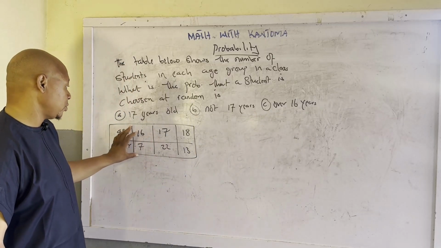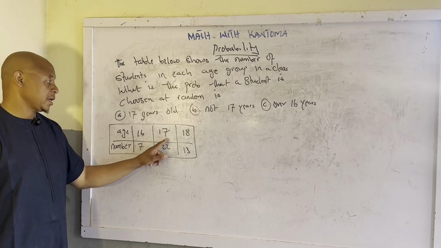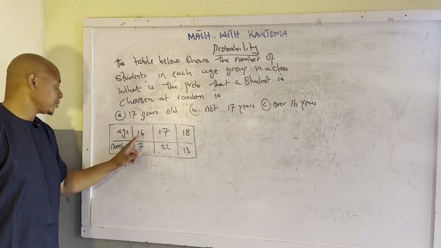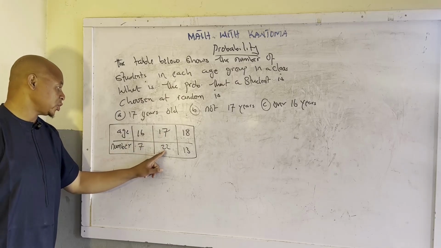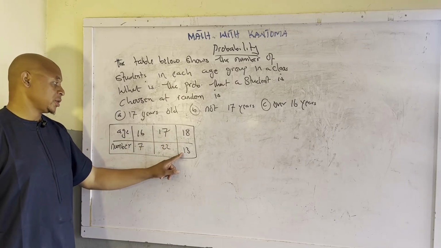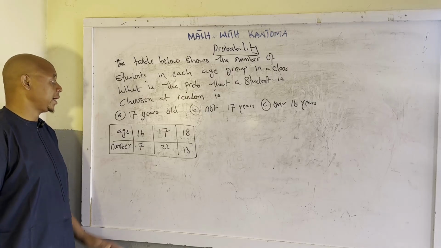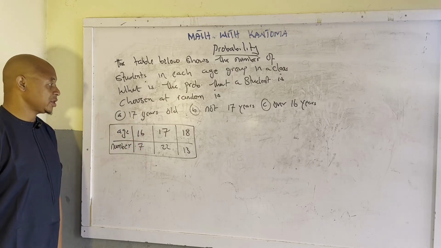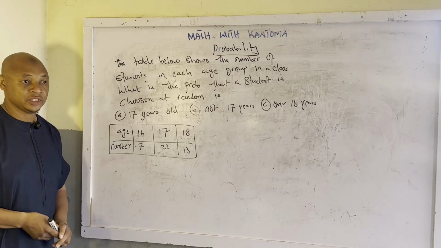So now this is the table that gives the ages of the students. We have students that are 16 years old are 7, students that are 17 years old are 22, and students that are 18 years old are 13. So now we are asked to find the first one: the probability that a student chosen at random is 17 years old.